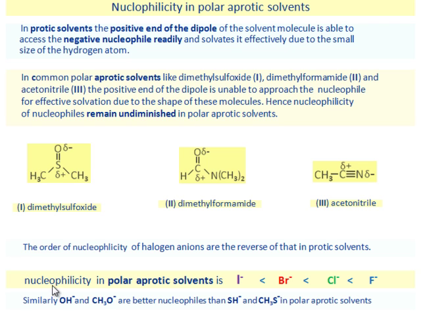Nucleophilicity in polar aprotic solvents is I- is less nucleophilic than Br-, which is less nucleophilic than Cl-, which is less nucleophilic than F-. Similarly, OH- and CH3O- are better nucleophiles than SH- and CH3S- in polar aprotic solvents.